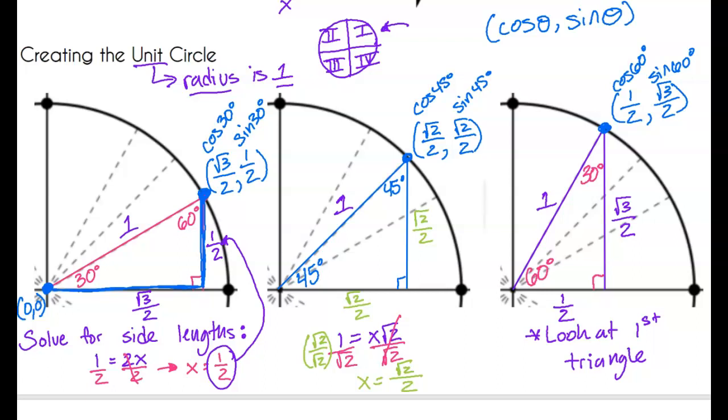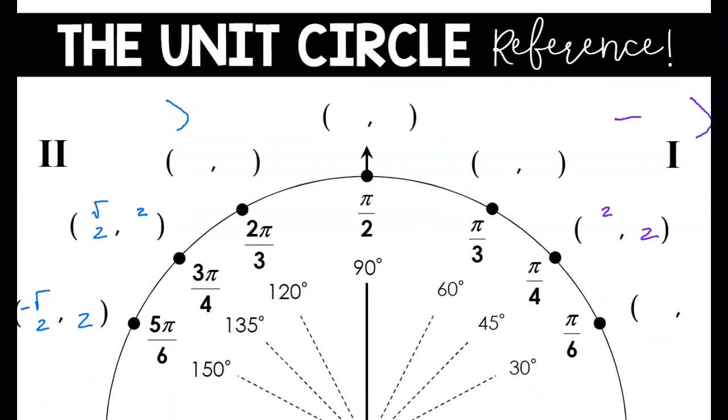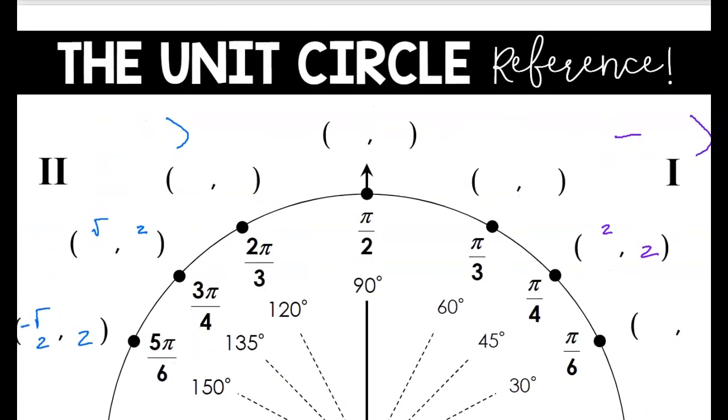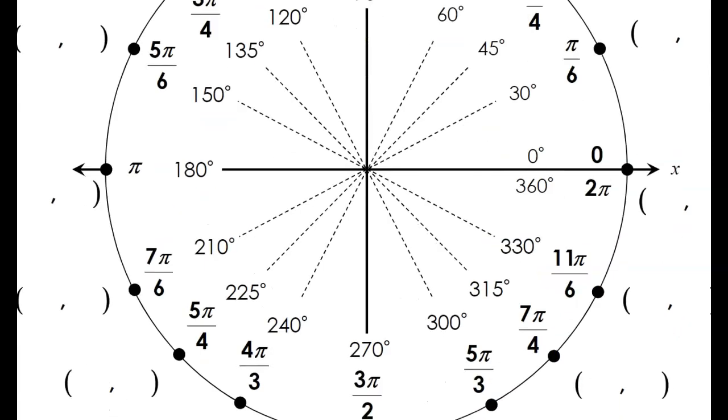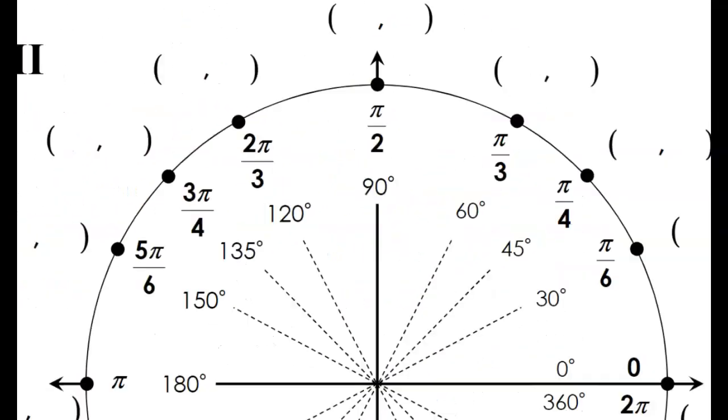Okay. So now we're going to take these values that we just solved for, and we're going to start solving for our unit circle. We're going to finish creating it. So all I'm going to do is take the values I just found on those 3 triangles, and fill in the values here in the first quadrant.